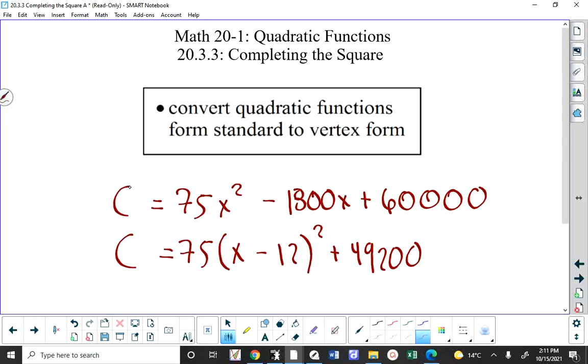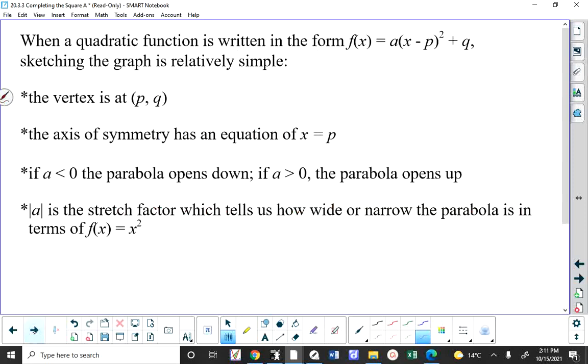So if you knew how to go from the standard form to the vertex form, you could do that, and then you could just look at it and go, well, the vertex is at 12, 49,200, so the answer is 12,000 items. That's what completing the square accomplishes. Completing the square goes from standard form to vertex form, and we need to know how to do it.